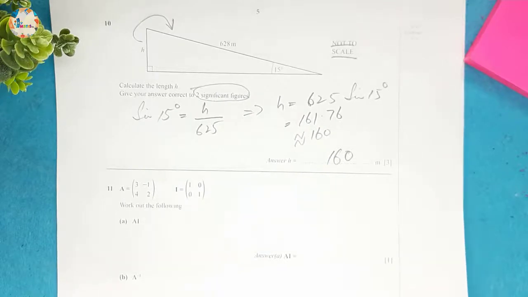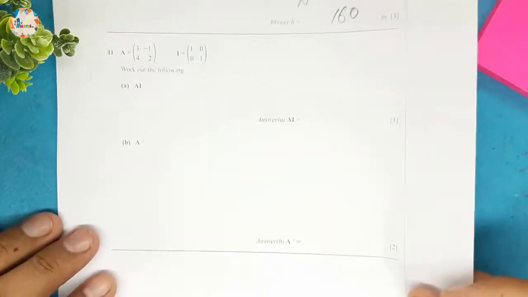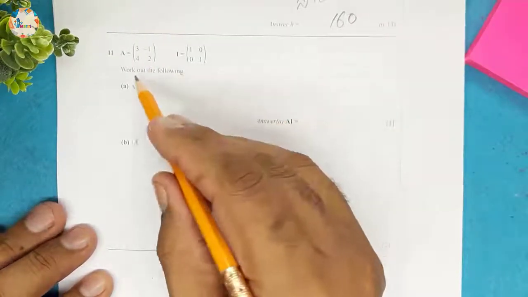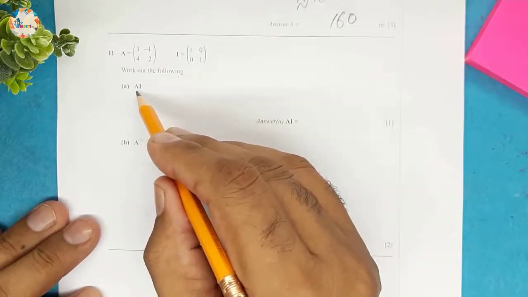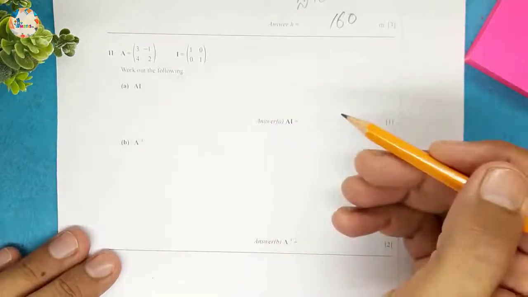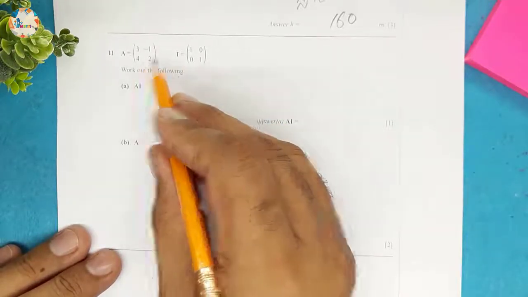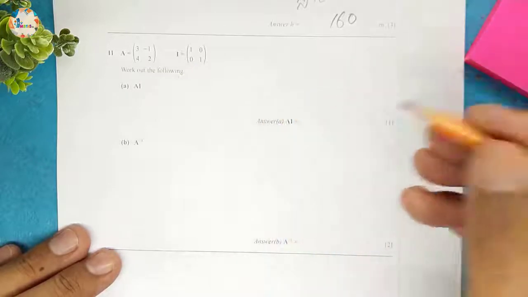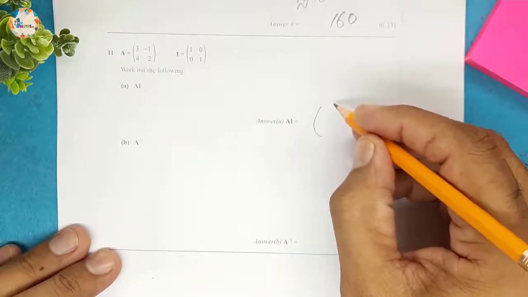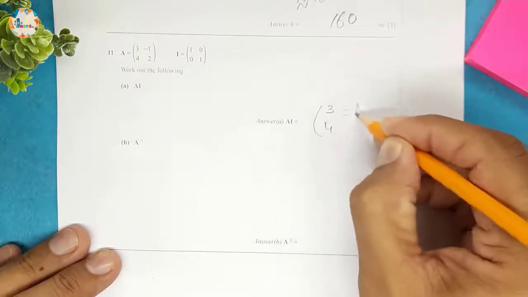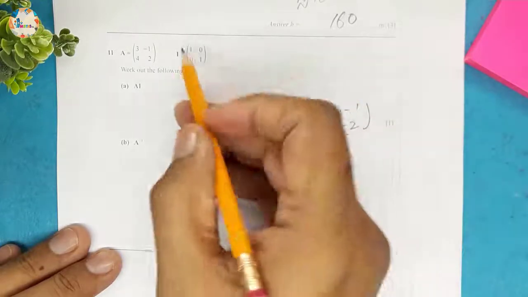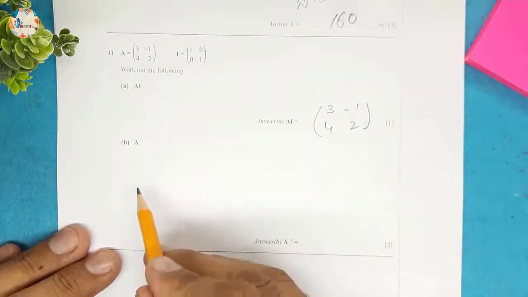Question number 11 is a matrices question. Work out the following. A into I will result in the same thing, which is A. Multiplying with the identity matrix will not change the answer, so directly we can write the matrix A.